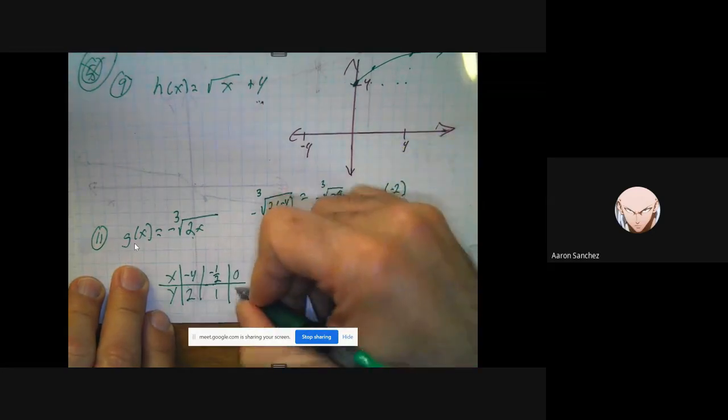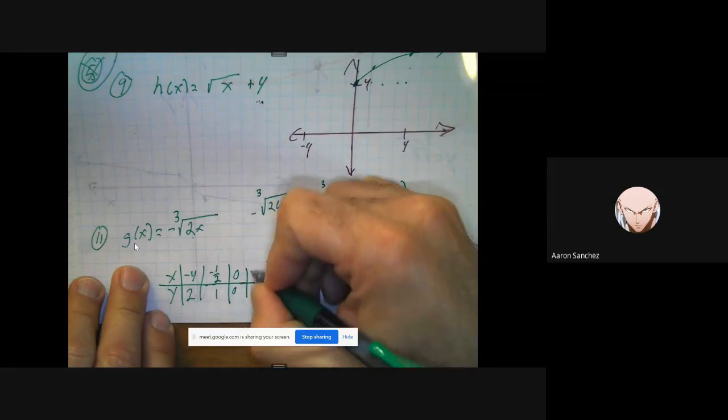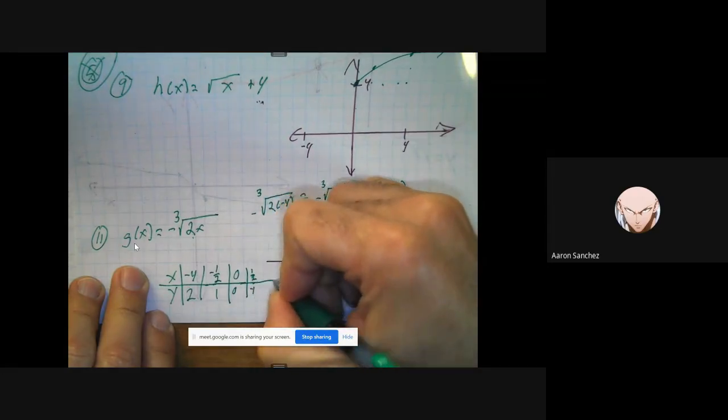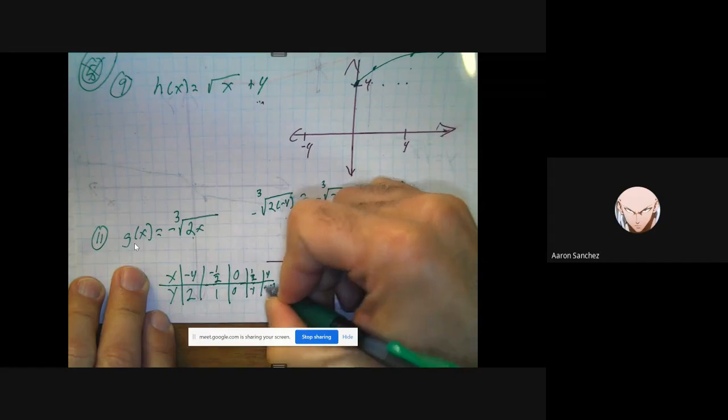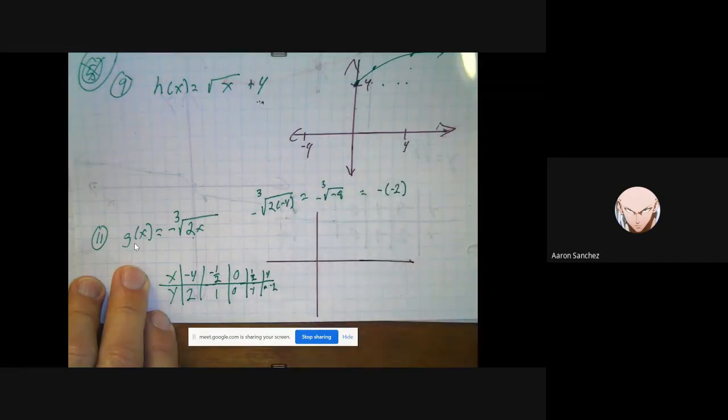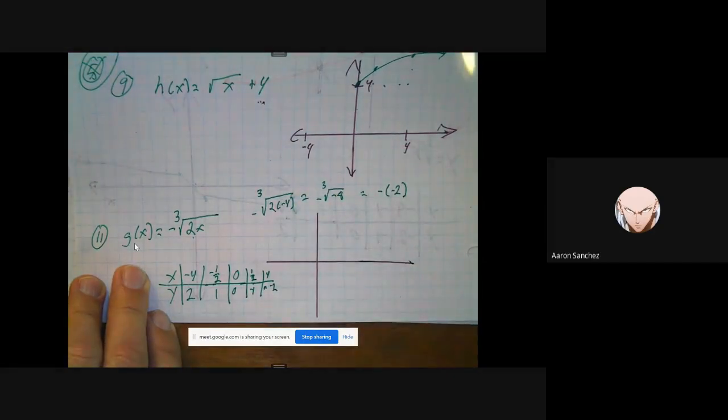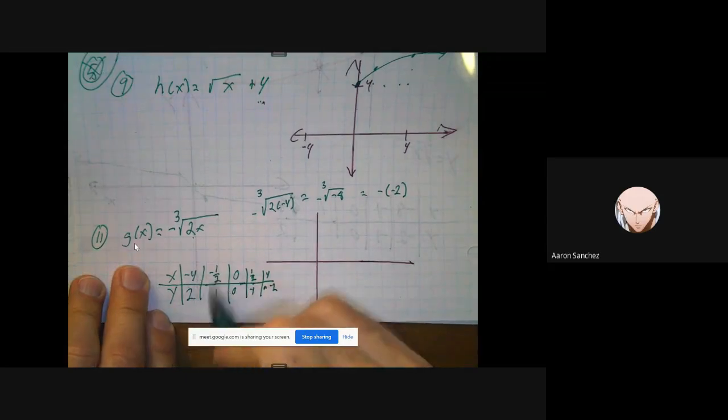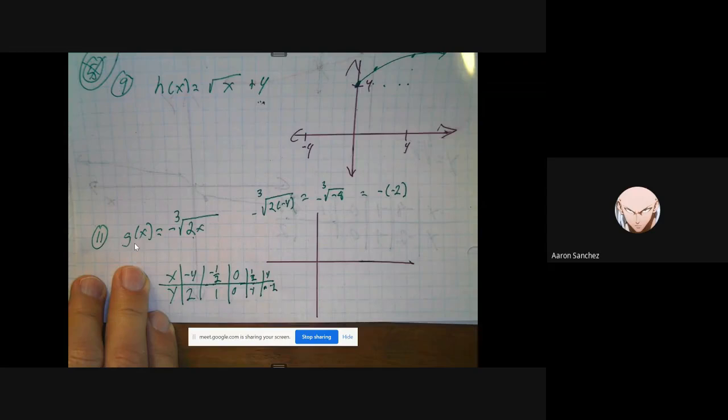And then plug in 0, we still get 0. And then we do 1/2, we'll get negative 1. Plug in 4, we'll get negative 2. Okay, any questions on how I got those numbers? I explained this one kind of fast, these 3 super fast. I'll be happy to explain any of the ones I did fast or super fast.